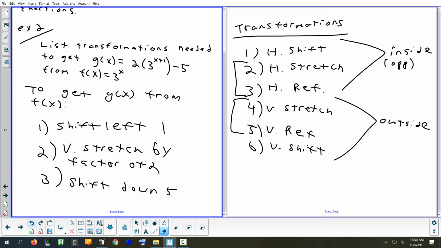Same thing here. You don't have to say horizontal shift left 1. I know left is horizontal. Left or right, up or down. So you always have to give the kind of transformation, shift, the direction, and how much. Stretch, how much. And that's how you do number 2. Okay. Any questions on that?